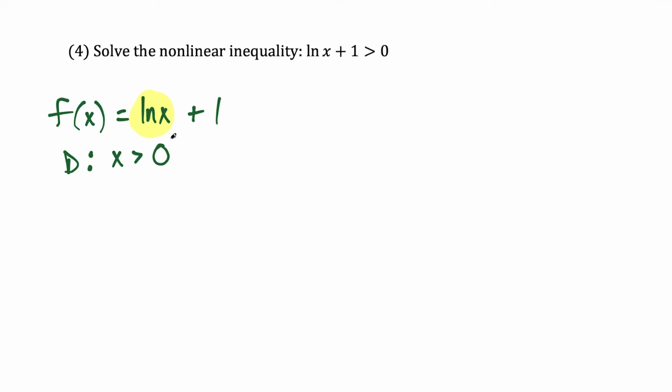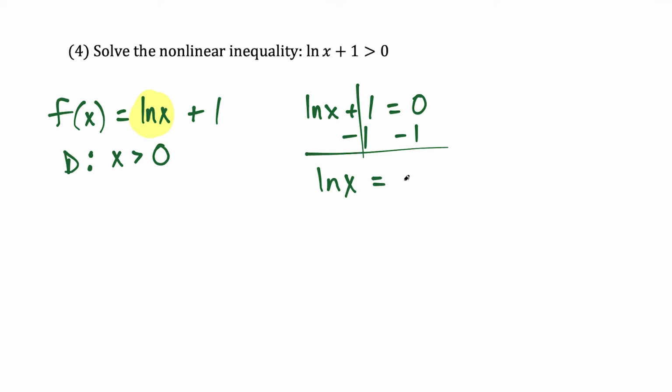So the domain is very, very, very important for a question like this, because we have to only consider solutions that are part of the domain of the functions involved. So now we could set natural log x plus 1 equal to 0. We will treat this as an equation. And we go -1 on both sides. And this gives us natural log x equals -1.